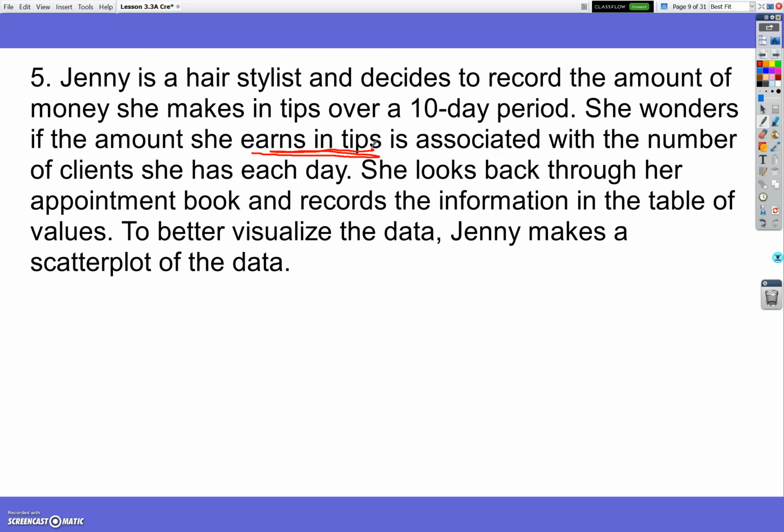So if the amount of money she earns in tips is associated with the number of clients, so the number of people she sees, the number of people's hair she cuts each day, she looks back through her appointment book and records the information in the table values below. To better visualize the data, Jenny makes a scatter plot.